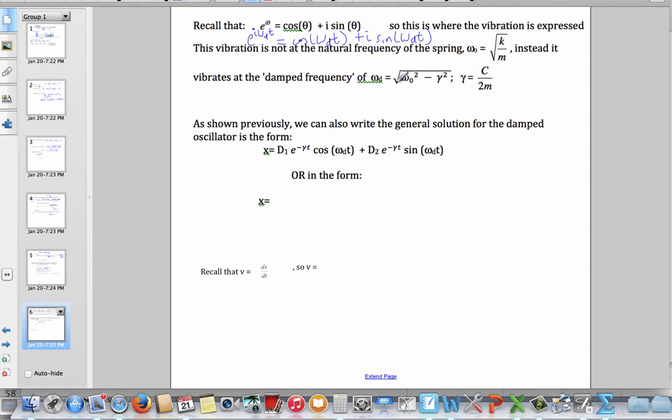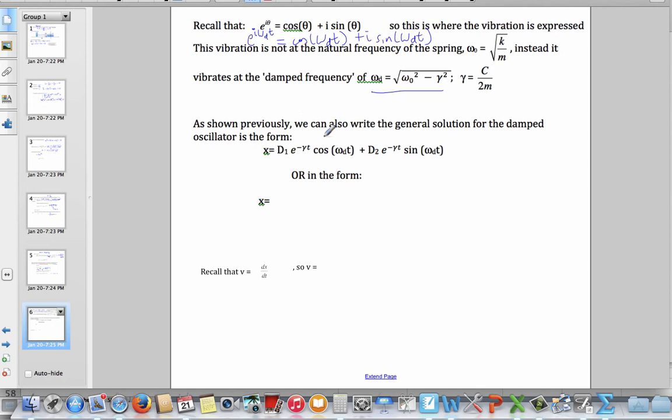Now, here's that variable that we introduced, omega damped. This is the new angular frequency of the vibration. It's made a little bit smaller by the presence of friction. This gamma constant, remember, is related to the drag constant, so it reflects the amount of friction that we have. So that's one way to write it, as a sum of complex exponentials.